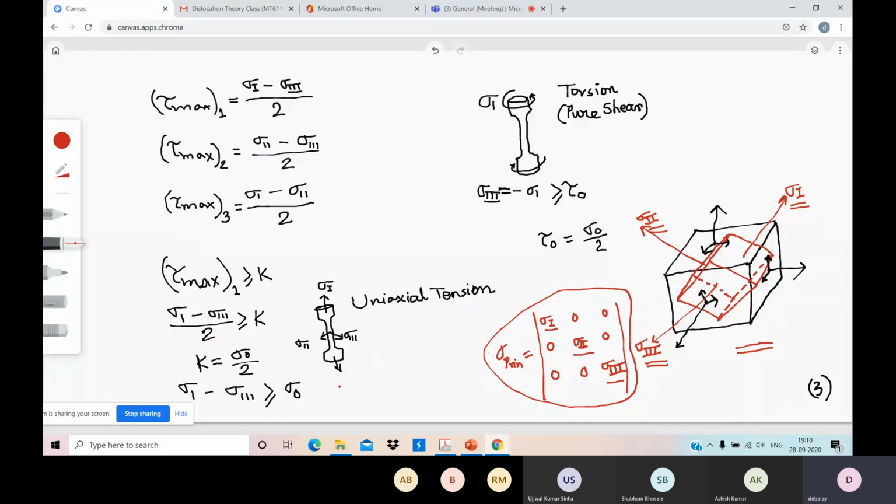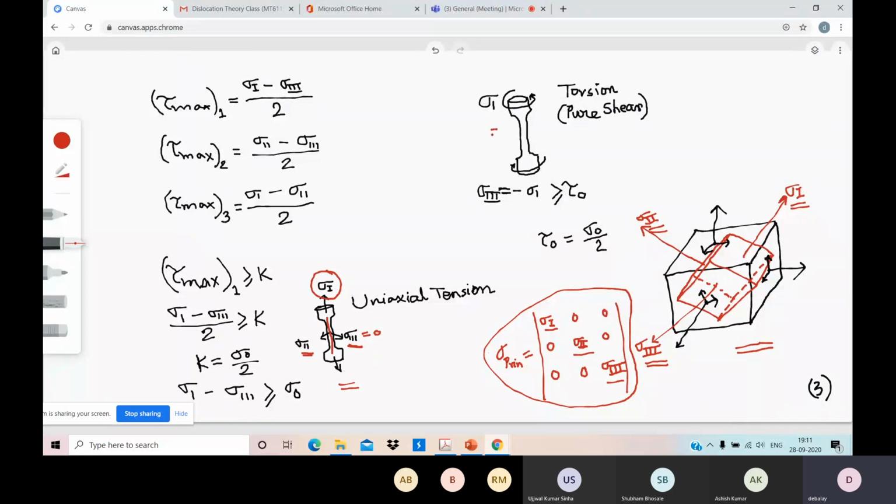Here I am showing uniaxial tension, where your sigma 1 is there, but sigma 2 and sigma 3 are also there. These are also principal, because on those axial planes there is no shear stress. So these are all principal planes, but these values are 0. Principal stress is there, but the principal stress is 0. So we have to consider the 0 value.